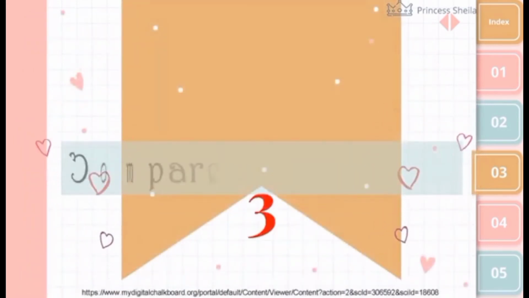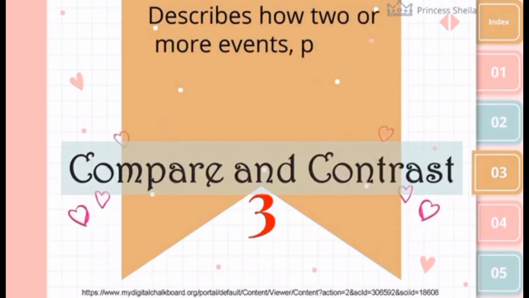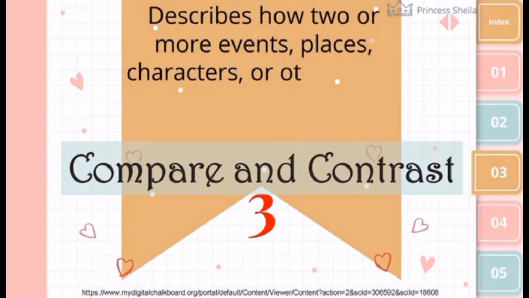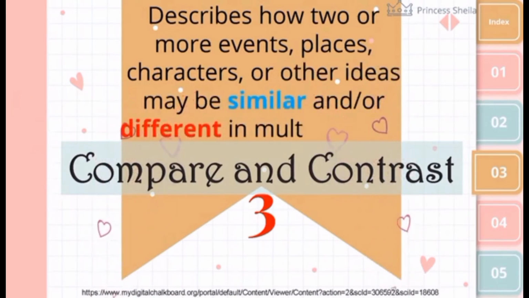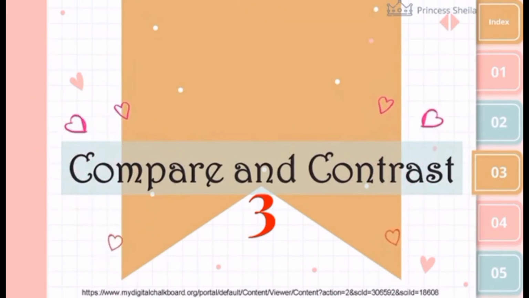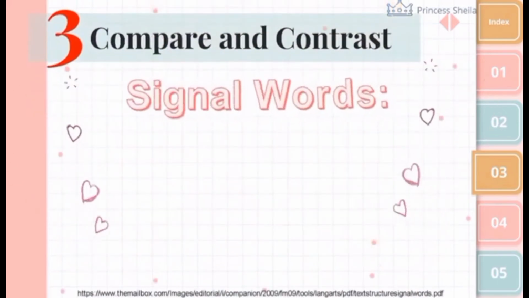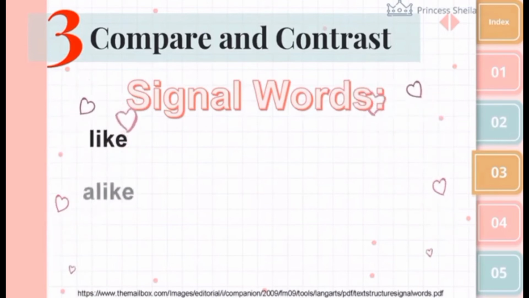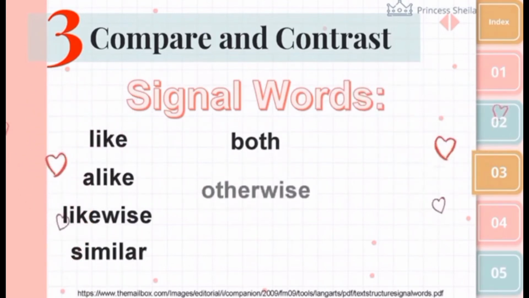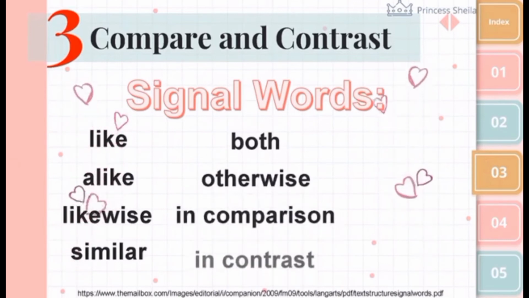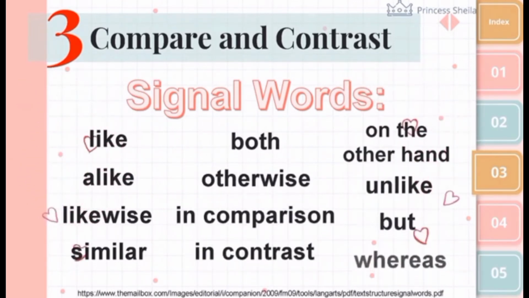Third is compare and contrast. It describes how two or more events, places, characters, or other ideas may be similar and/or different in multiple ways. Here are the signal words that are commonly used in a compare and contrast text. Like, alike, likewise, similar, both, otherwise, in comparison, in contrast, on the other hand, unlike, but, and whereas.